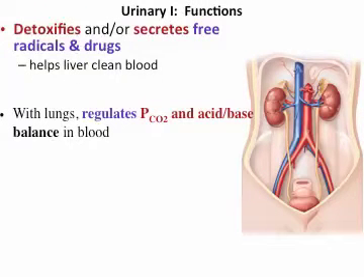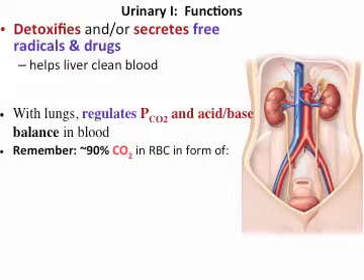Another general function of the urinary system is to detoxify the blood, and one way you can do that is you can secrete free radicals and drugs into the urine, and then when you go to the bathroom you excrete those free radicals and drugs. Free radicals are basically just molecules that have a free electron on them, and free electrons need to be paired. If the electrons are free, then they can do damage to the cells.